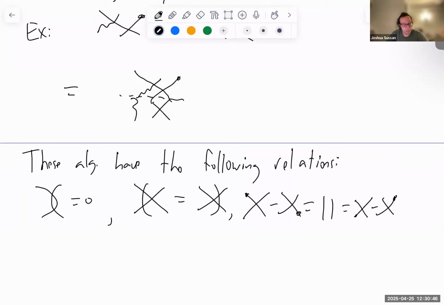What about when black strands and red strands interact? So if I have this red strand and I double cross it with a black strand, I could separate them. And the price to pay is I get a dot on this right strand.